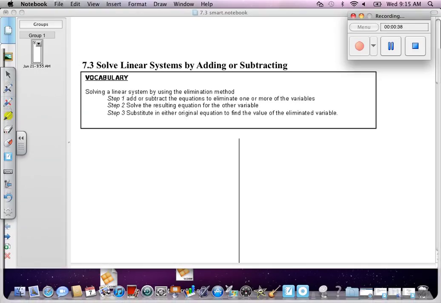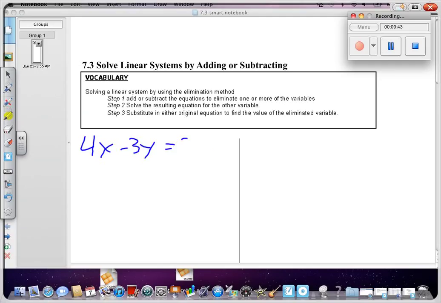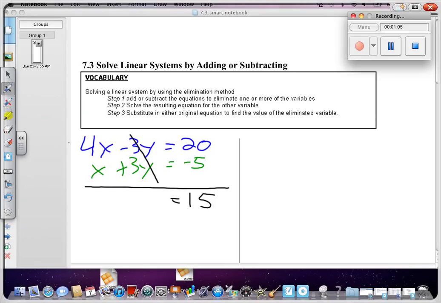Okay, we've got 4x minus 3y equals 20. And we've got x plus 3y equals negative 5. So the first thing I'm going to do, ladies and gentlemen, is add them straight down. 20 plus negative 5 is 15. Negative 3y plus 3y cancels out, right? Because negative 3 plus 3 is 0. 4x plus 1x gives me 5x.